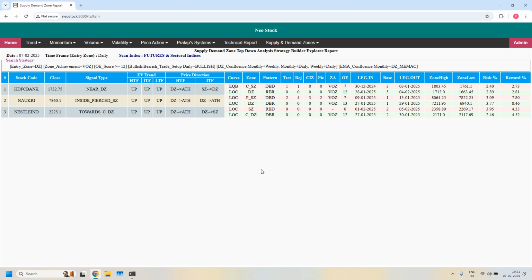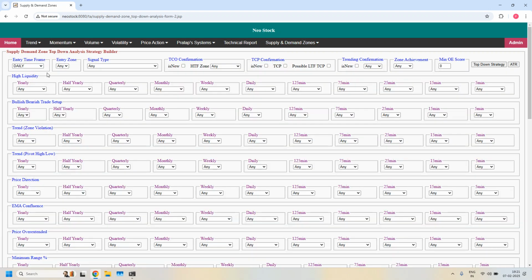Okay, this is the bullish trade setup for monthly income trade. Next, the bearish trade setup for monthly income trade. Entry time frame is daily. Entry zone should be supply zone. In the bullish or bearish trade setup parameter, at entry time frame daily, I am selecting bearish.